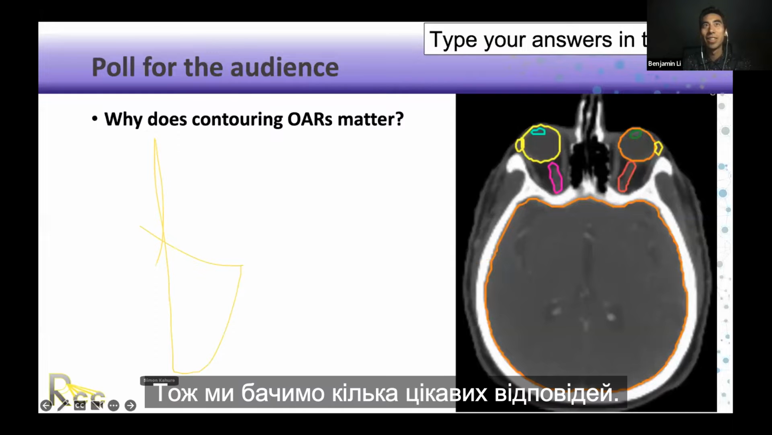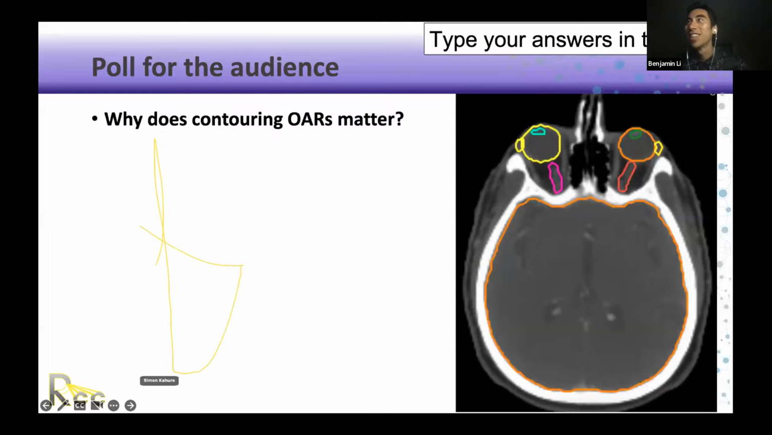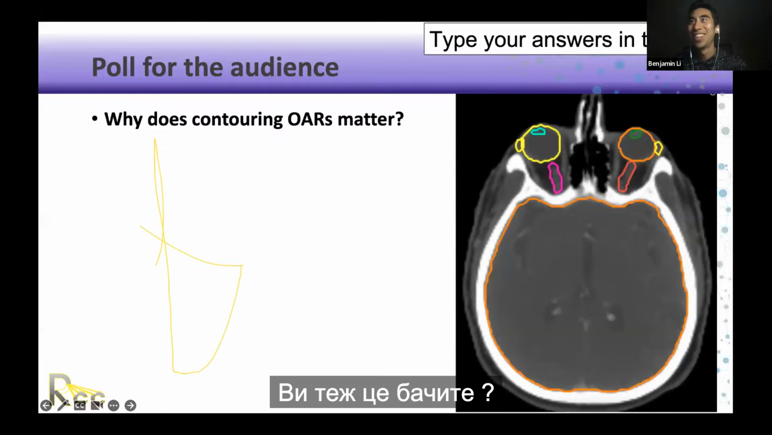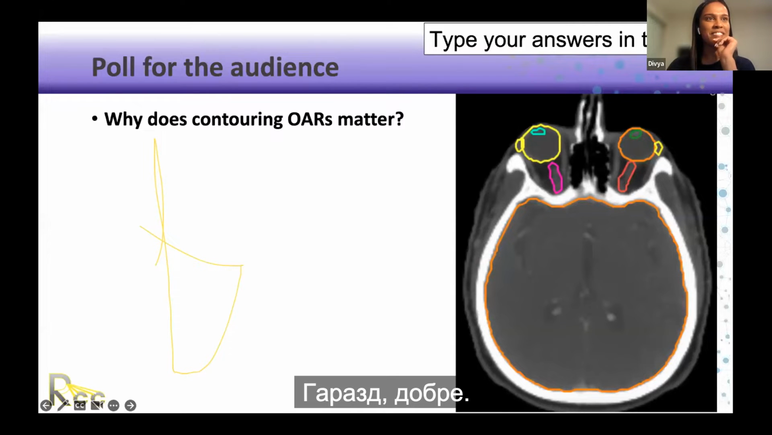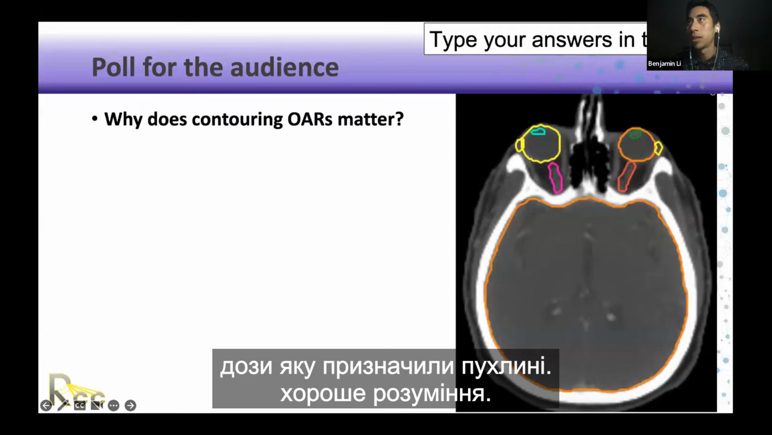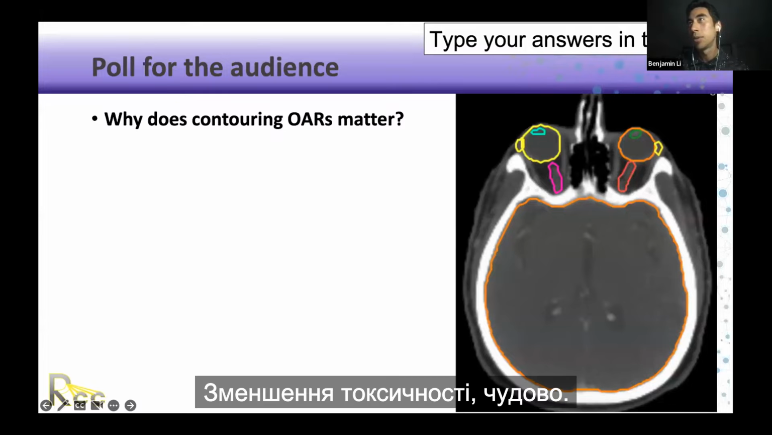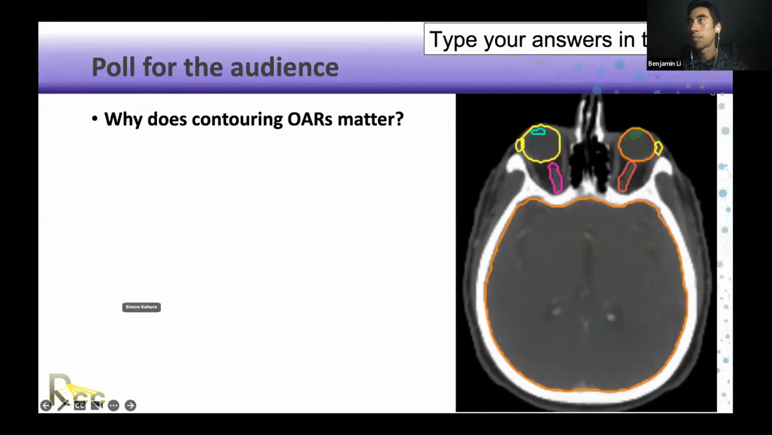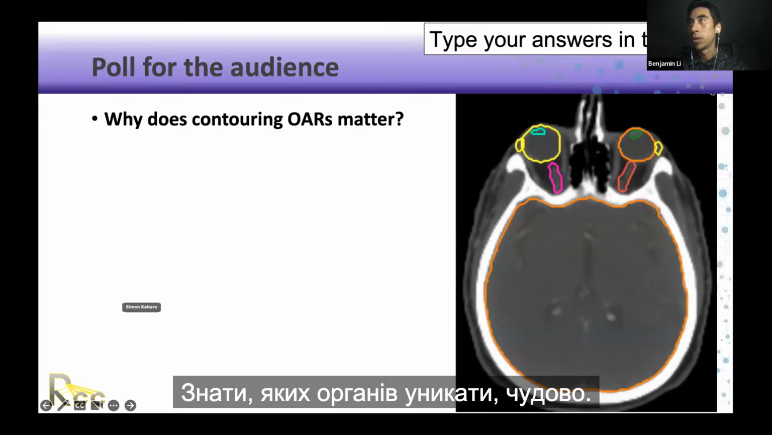Great. So we see some interesting answers. Do you see this, Divya, too? Yes. Okay, good. So for delivering dose correctly, evaluating the dose, determining how much dose we'll prescribe to a tumor, good insight. Reducing toxicity, great. Knowing which organs to avoid, great.